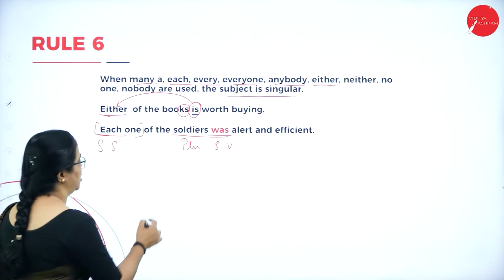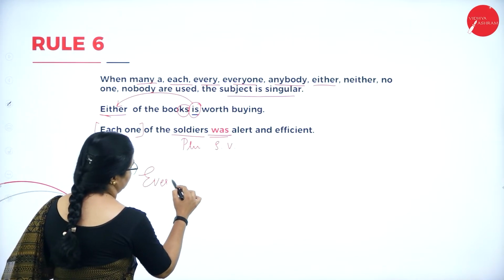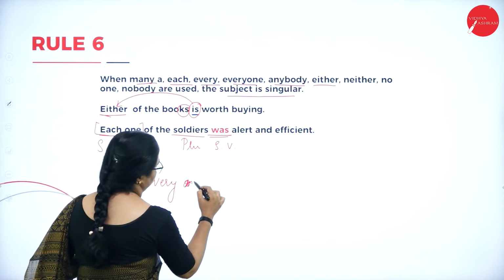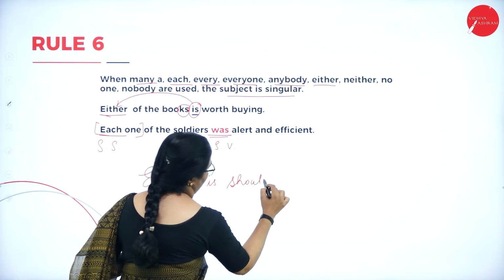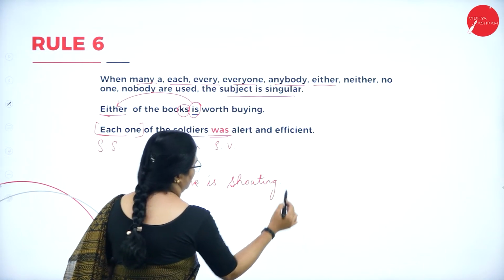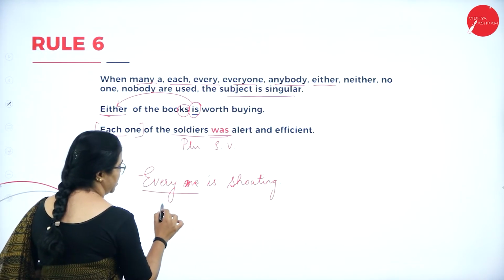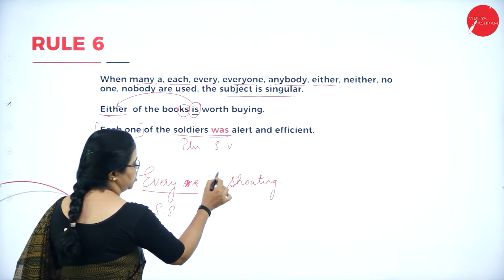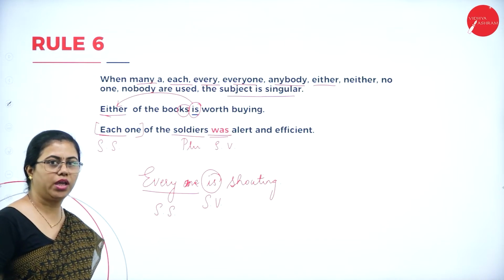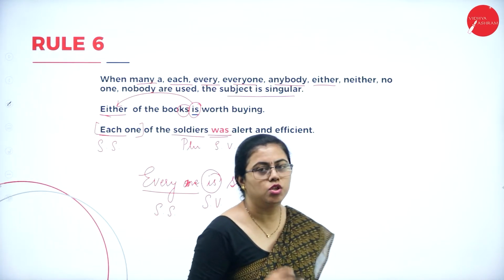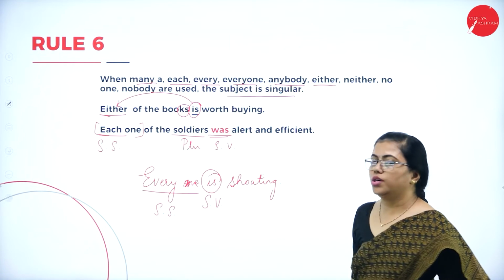Let me give you another example here. You say everyone is shouting. You don't say everyone are shouting. Here everyone is treated as a singular subject, so this has to be a singular verb only. Be careful when you come across words like this.